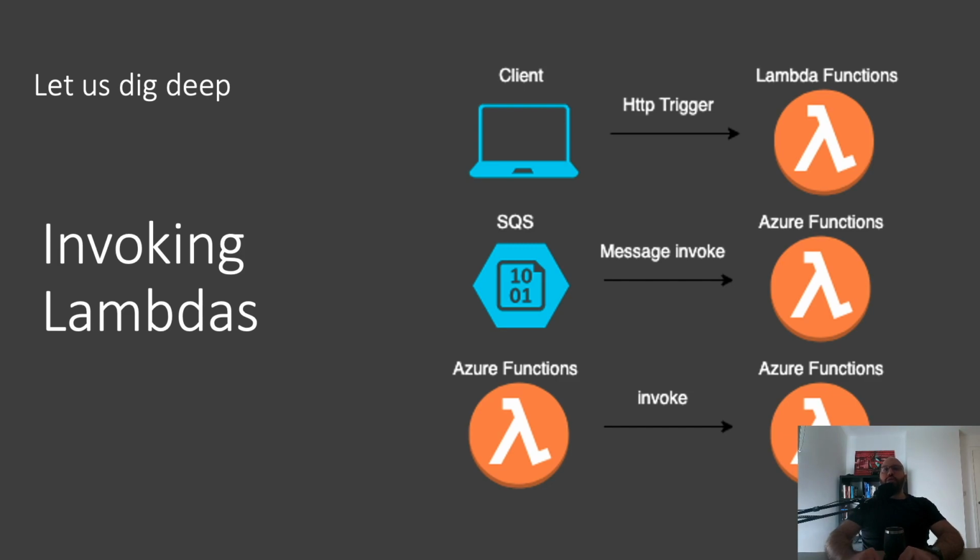For example, as we have mentioned, these are the most common three. For example, HTTP trigger, message, SQS or SNS, or Azure functions. But if you go to AWS documentation, you can see a whole list of other invocations that we can utilize in order for us to invoke Lambda functions. It could be even a webhook or anything that we want.